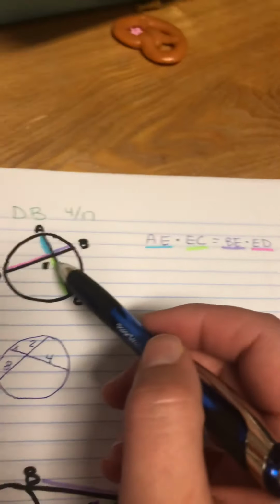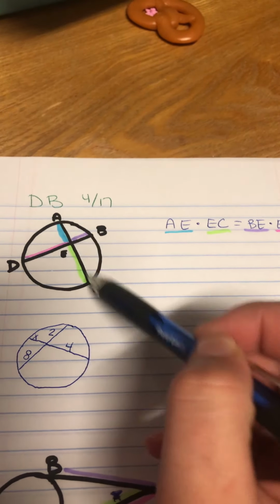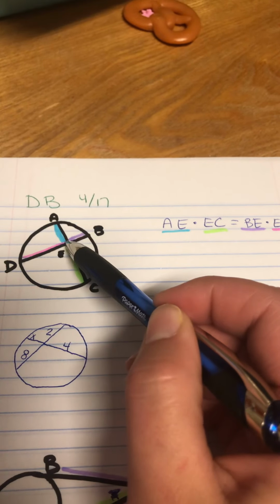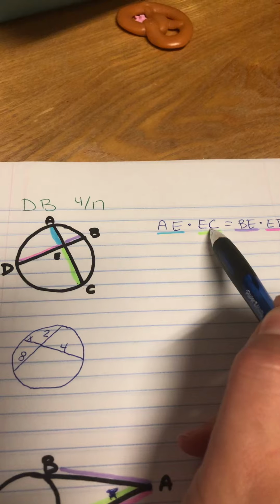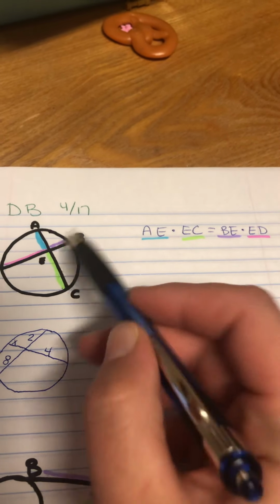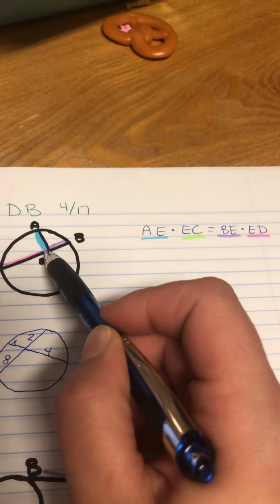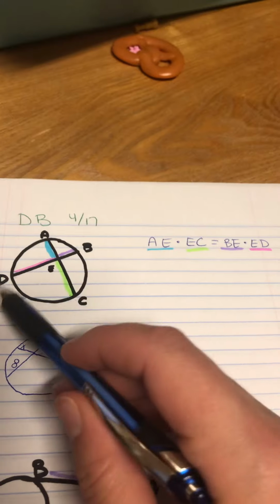And our equation is going to say, if we have this one chord that goes all the way across, we could take this part multiplied by its bottom half, AE multiplied by EC, and we can set that equal to the parts of this side. So this part multiplied by this part, BE multiplied by ED.